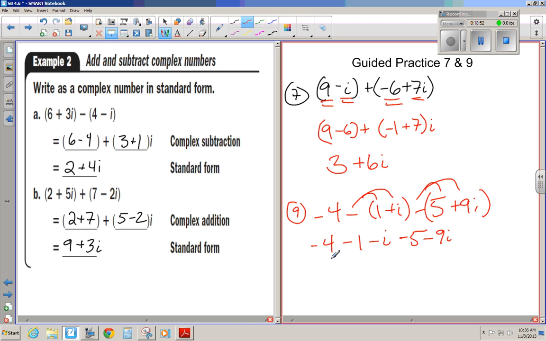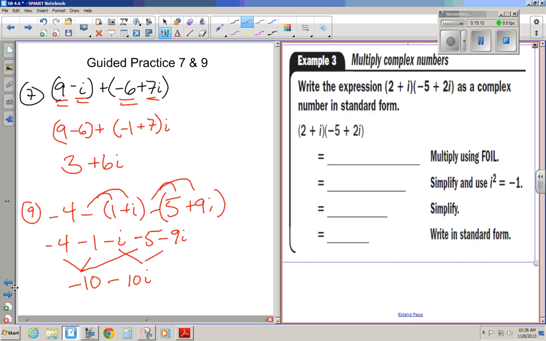And now combine like terms. A negative 4 with a negative 1 with a negative 5 becomes negative 10. Negative i with a negative, that's minus 10i. That's pretty much it. That's adding and subtracting. You view it like a variable. Multiplying, you also view like a variable.